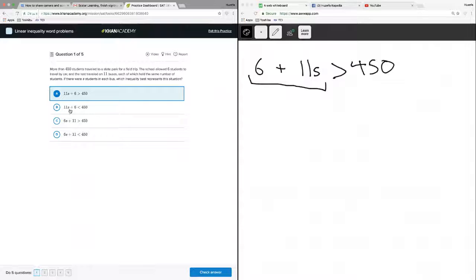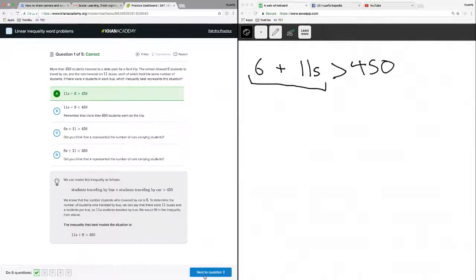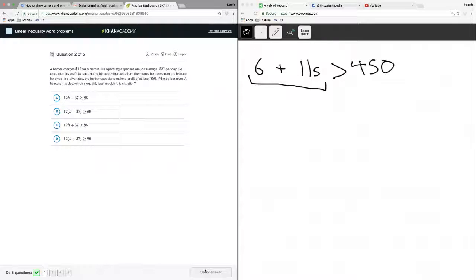But let's still look at B. B is wrong because it's saying this would be less than 450. C and D are totally wrong because they've put the 6 with the S. So we definitely have A as our answer. Let's move on to the next one.